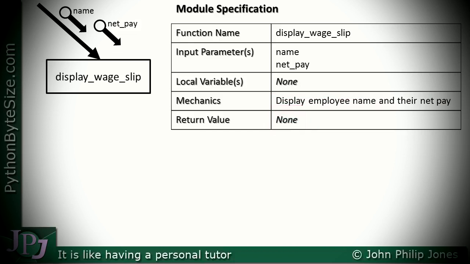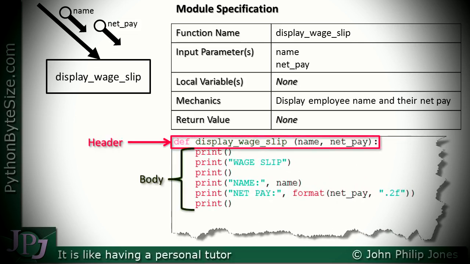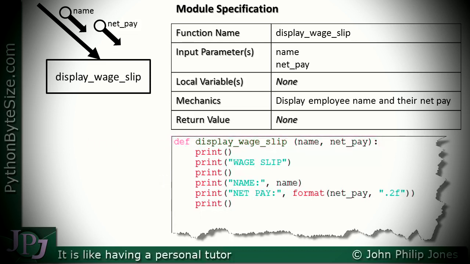If we have a look at the code as it appears in Python for this particular module, it is as appears here. And there are two distinct things we need to highlight. We know this is the header for the function, and we know this here is the body of the function. If we concentrate on the header for a moment, what we can see is we have this reserved word here, def, which is an abbreviation for definition, and that tells us that we're just about to define something, and in this case we're going to be defining the display wage slip function.